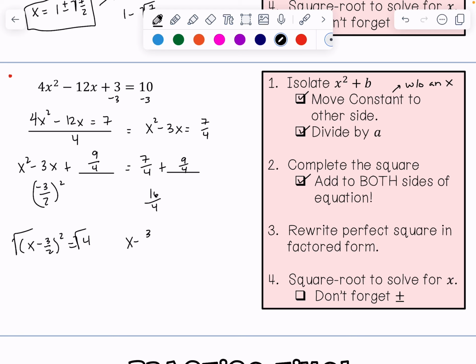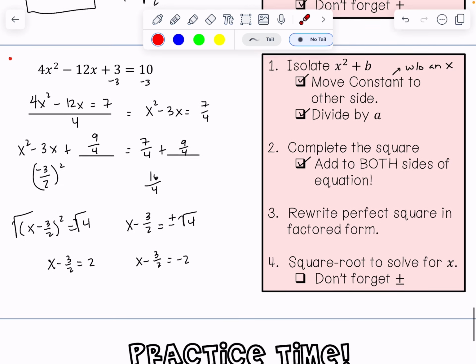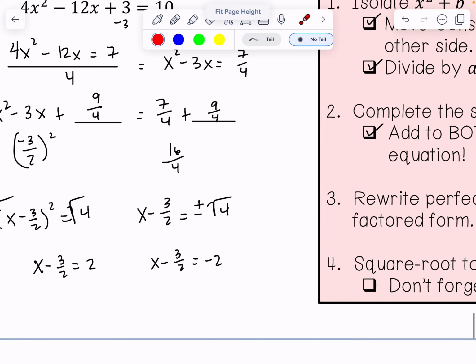We get x minus 3 halves equals the positive or negative square root of 4. So I get x minus 3 halves equals positive 2. X minus 3 halves equals negative 2. So notice here, because I actually knew the square root of 4, I went ahead and simplified it. Earlier, I didn't know the square root of 7 halves, so it just stayed as it was. And now we can go ahead and finish these. So I'm going to add 3 halves to both sides. 2 plus 3 halves, well, that's 4 halves plus 3 halves is 7 halves.